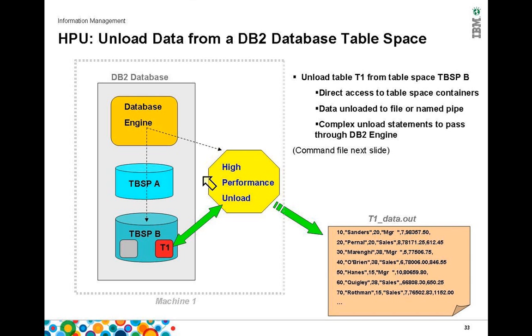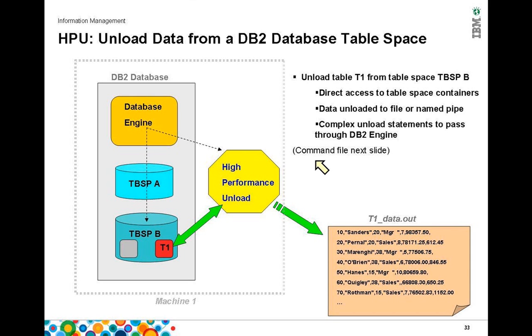One thing to note here is this dotted line. With HPU, you have the ability to say select star from T1. That's a very simple native statement, if you will. It looks very much like DB2 SQL, but it's a very simplistic statement: unload all the data. If you put in a very complex unload statement, HPU might not be able to handle it natively, and it would have to go through the DB2 engine to facilitate that unload. This is all explained or clarified in the user's guide as to what constitutes a complex SQL statement.